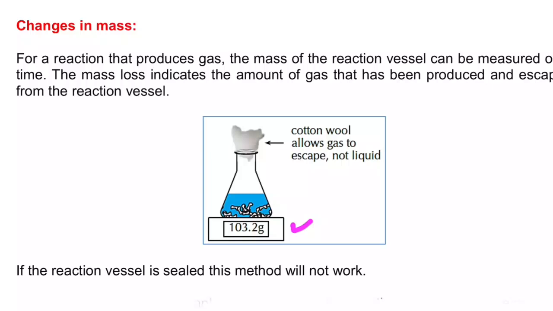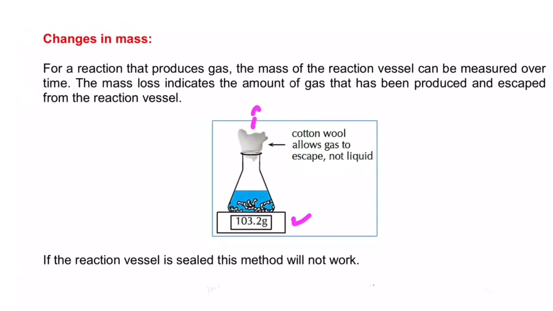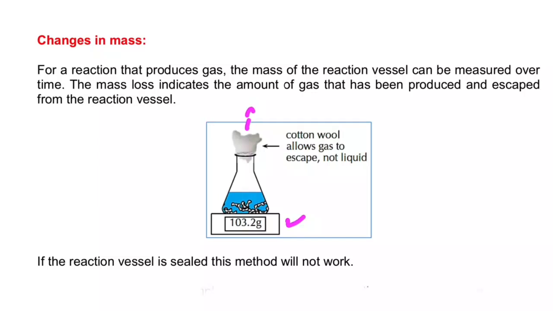Because if gas is being produced and you only have a cotton wool at the top, the gas is going to leave the conical flask through the cotton wool. So the mass is going to decrease. But then that decrease in mass, we can use it to calculate the rate of a reaction. But obviously, if the reaction vessel is sealed at the top, this will not work.